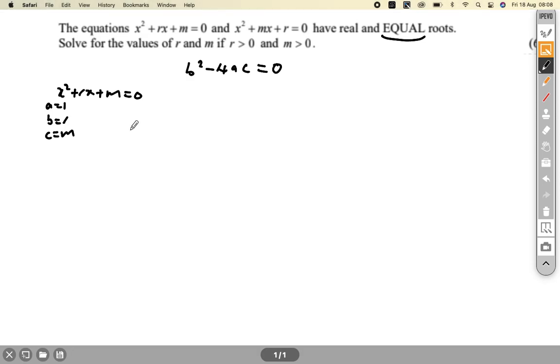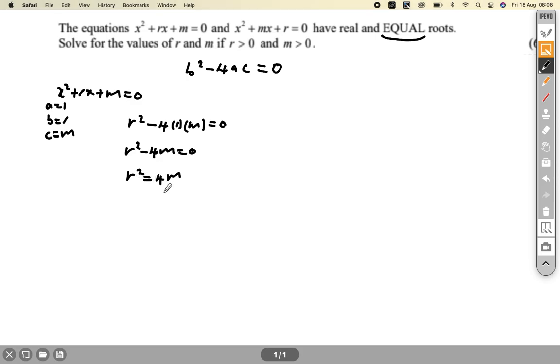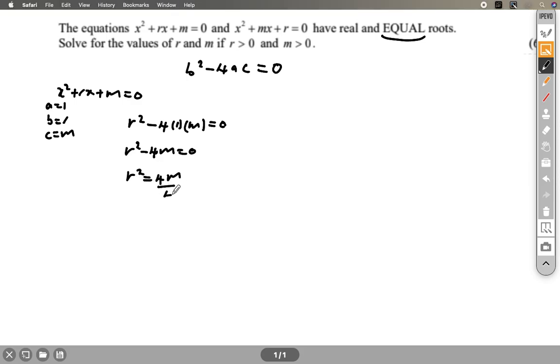So now let's substitute. This means that we will have r squared minus 4, our A is 1, and our C is m. So we're going to have r squared minus 4m equals 0. Then we can isolate the r squared and the m, so we get that r squared equals 4m. Let's just solve for m. So we get that m equals r squared over 4. Now this will be our equation 1.